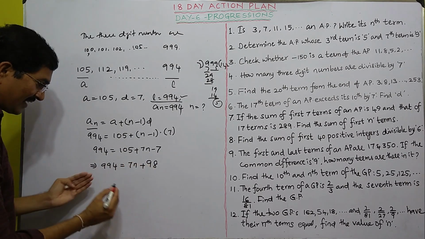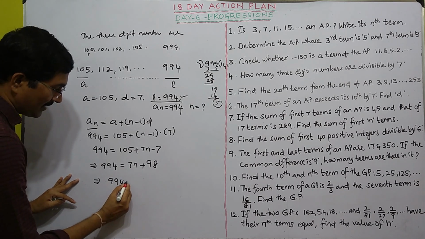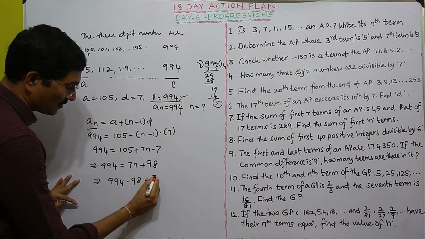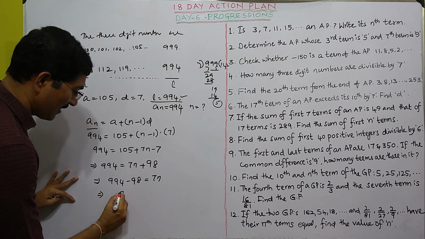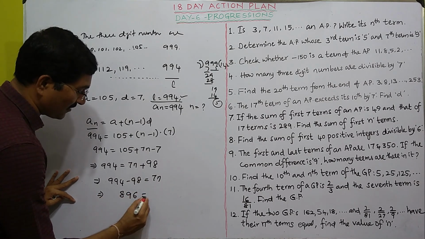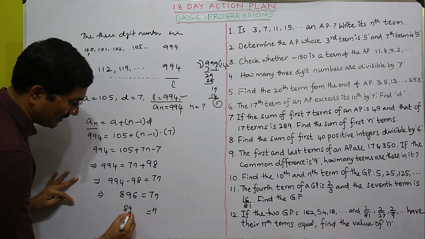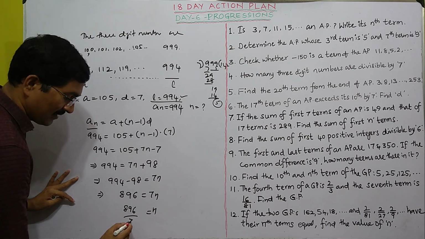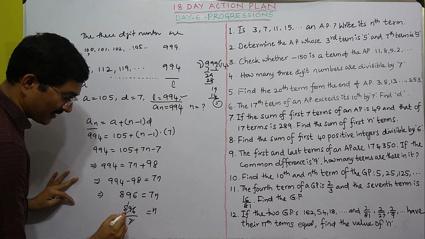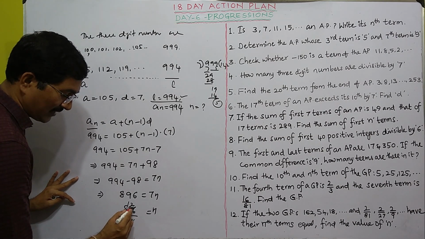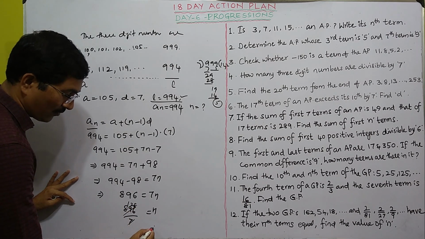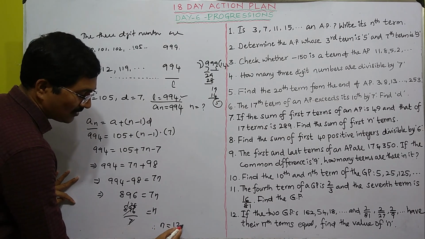Now taking this side, 994 minus 98 is equal to 7n. This becomes 896 is equal to 7n. So n is equal to 896 by 7. On cancellation, 7 1s are 7, 7 2s are 14, 7 8s are 56. Therefore, n is equal to 128.